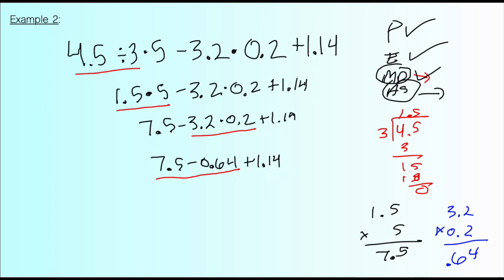So on the side, you might want to do 7.5. And remember, for subtraction and addition, you need to line up your place values, which means I'm going to need a placeholder 0. I'm going to need to borrow, and I'm going to need to borrow again. And I get 6.86.